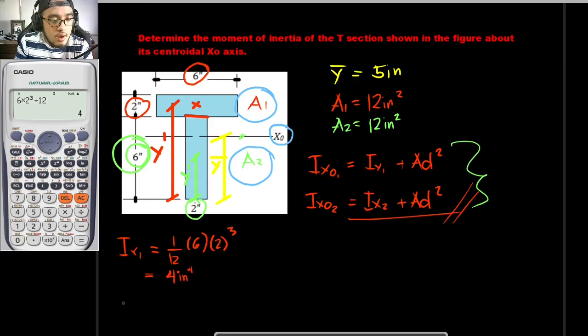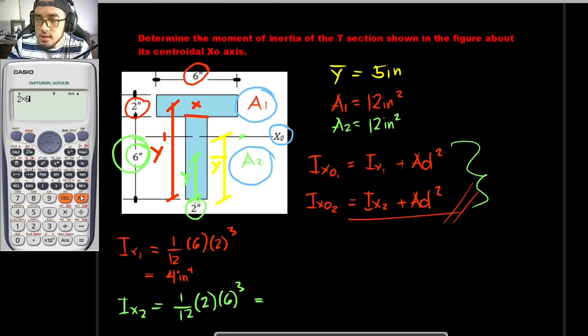And for your I sub x sub 2, this is to be 1 over 12 times b h cubed, and our b right now would be 2, and our h is now equal to 6 cubed. So our answer here would be 2 times 6 cubed divided by 12. So our answer here would be 36.